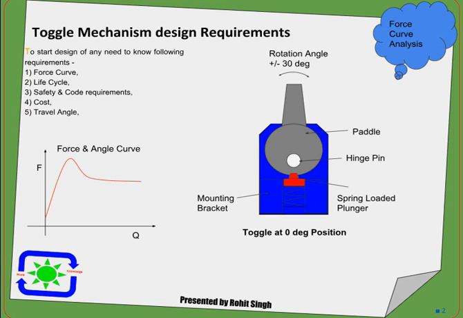Here we have one paddle in gray color. It can rotate plus minus 30 degrees with respect to the neutral position. In white color we have the hinge pin. In red color we have the spring loaded plunger. Blue color is the mounting bracket.